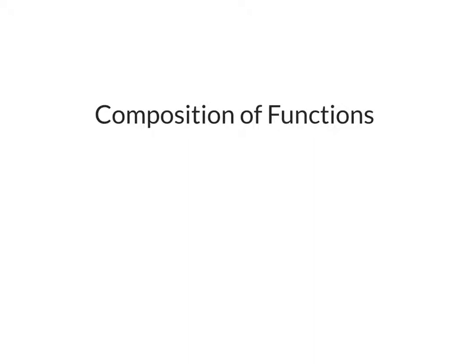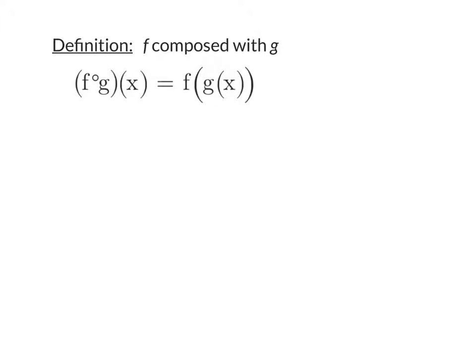All right, let's take a look at the composition of functions. Now, the definition of f composed with g. First of all, as far as notation goes, we have this f circle g. That's a little circle. It's not the letter O. It's not the number 0. It's read f of g, or the function f composed of g. And what it means is that we're going to take g of x and plug that into f of x.